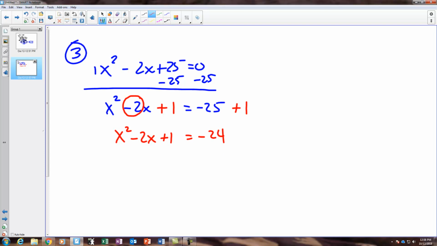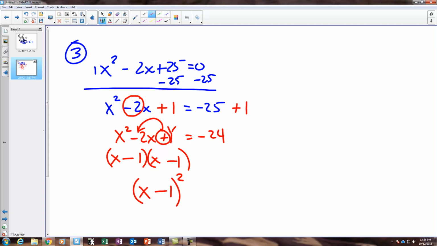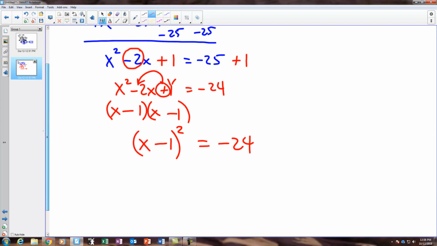Now here, when I factor this, left side, I should get x and x. The factors of the 1 are going to be 1 and 1. Got to match signs to get a negative 2, minus minus. The reason that matters is I need it to be parentheses squared in order to move forward. So you can see how question number 2, at least the factoring piece of it, is connected to this problem.